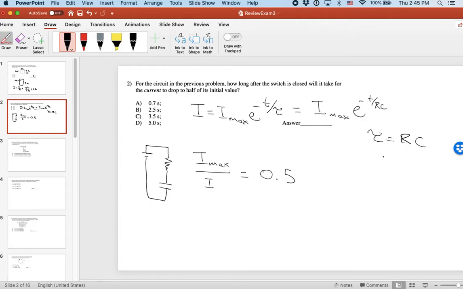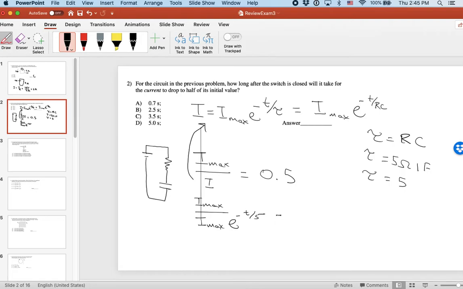And so let's figure out what RC is. So tau, the time constant, is equal to R, which is 5 ohms, times the capacitance, which is 1 farad. So tau is just going to equal 5. So if we plug that in here, we're going to have Imax over, now I'm plugging in this for I, Imax, oops, and then e to the negative t over 5. And that's going to equal 0.5. And now I can cancel out my Imax's here, so I'm just left with the 1 here.